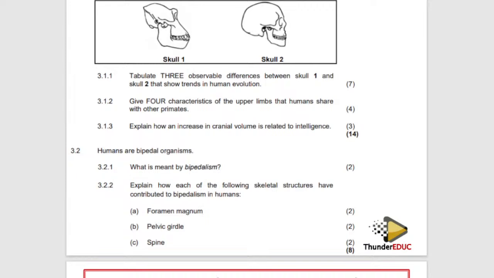Network is not that good, so let's go to the question. They're saying tabulate observable difference between scale 1 and scale 2.